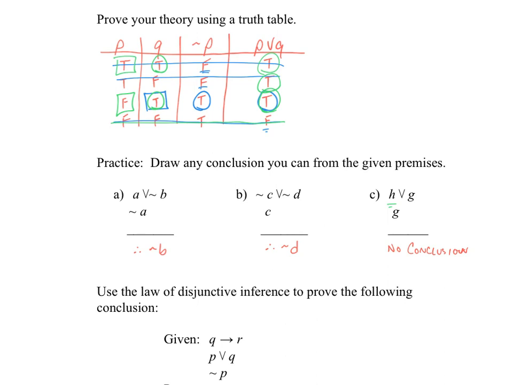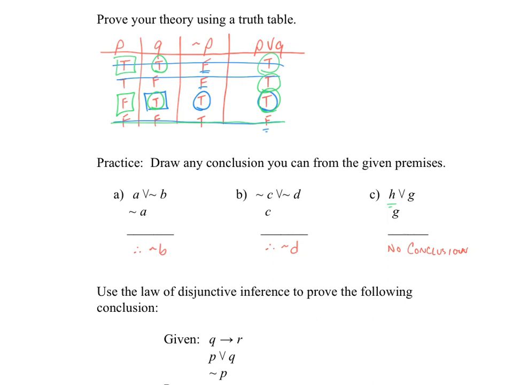We don't know anything. So if you are told that a disjunction is true, you need to be told that one of these elements is false. If you're not, then you can't conclude anything. If all I know is that G is true, well, clearly then H could be true or it could be false. Either way, this disjunction can be true. So I need to be told that H is false or G is false.